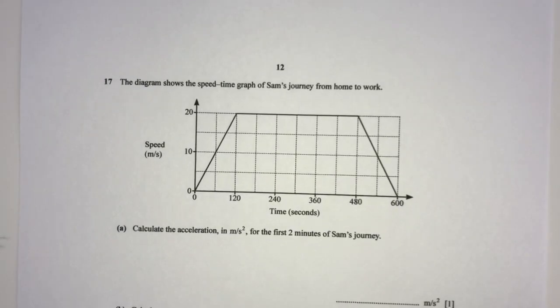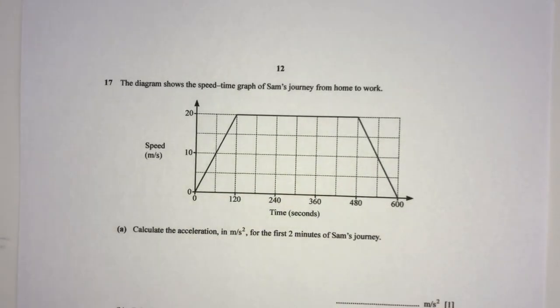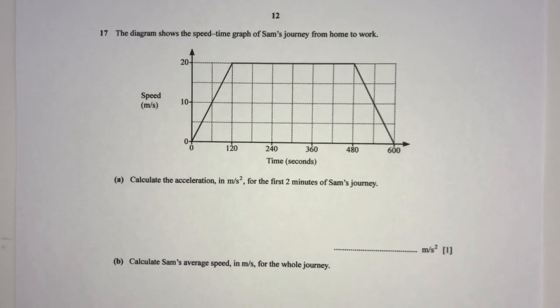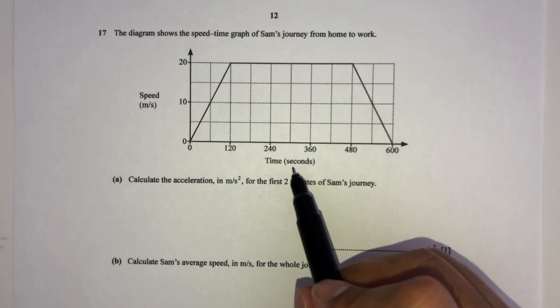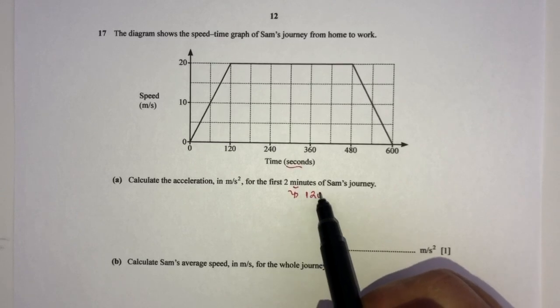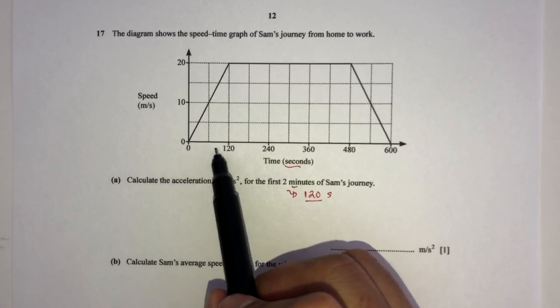Now for question number 17, the diagram shows the speed time graph of Sam's journey. Part A: we have to calculate the acceleration for the first 2 minutes of Sam's journey. Here we have seconds, so first convert minutes to seconds. That will be 120 seconds.